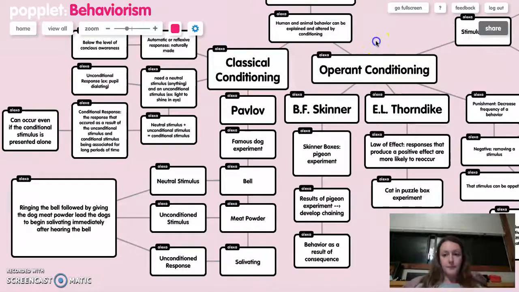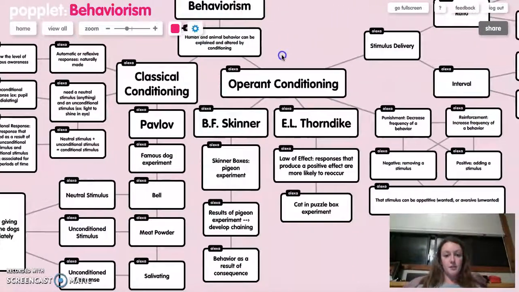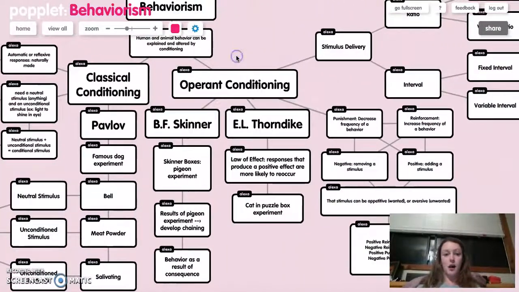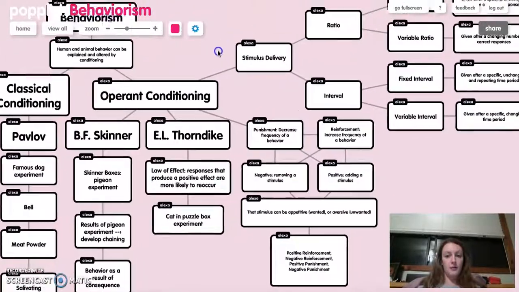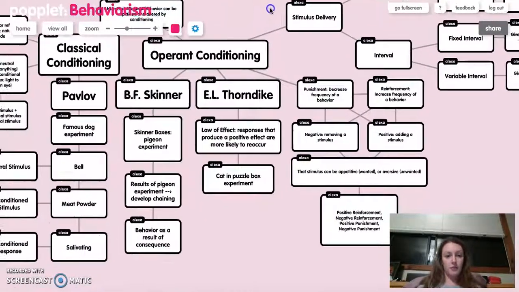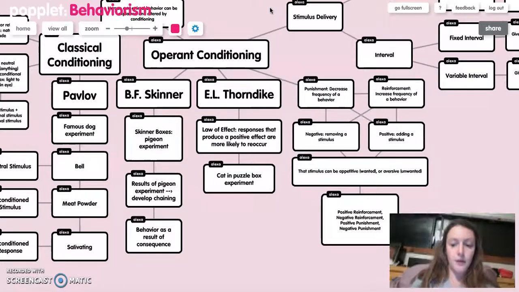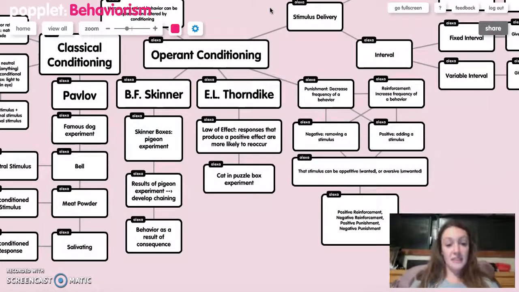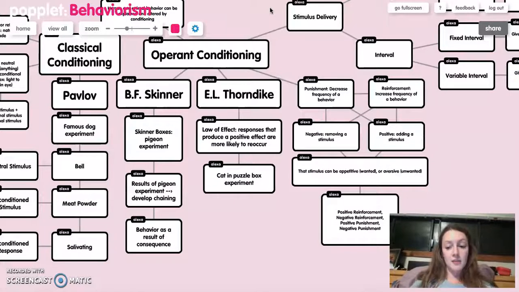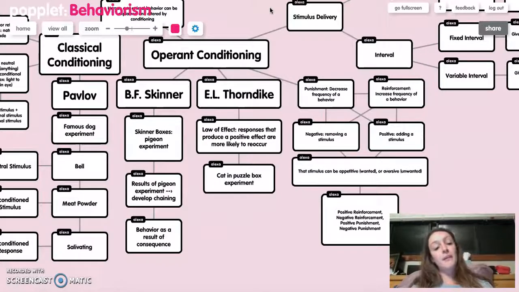Okay, now we'll move on to operant conditioning. And operant conditioning, we have a lot more going on over here. So we will start with our people. First, we have B.F. Skinner. He is famous for his experiment with pigeons. They call them the Skinner boxes. He put pigeons in a box. When they pushed a button, they received a reward.